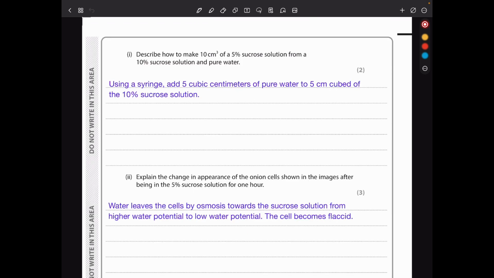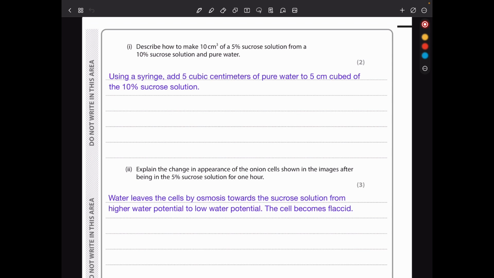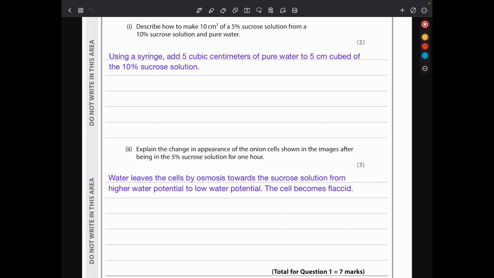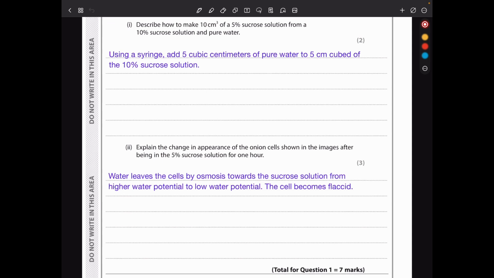So they say describe how to make 10 centimeters cubed of a 5% sucrose solution from a 10% sucrose solution and pure water. So in this case, we are using the 10% solution to make a 5% solution, and the volume is 10 centimeters cubed. So we can take 5 centimeters cubed from this and dilute it with 5 centimeters cubed of distilled water. So I said use a syringe, add 5 centimeters cubed of pure water to 5 centimeters cubed of the 10% sucrose solution. That way you make double the volume, or 10 centimeters cubed of half the concentration.